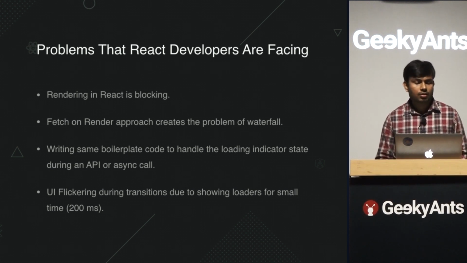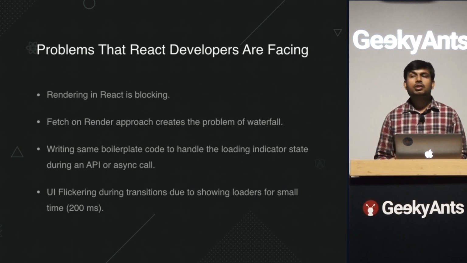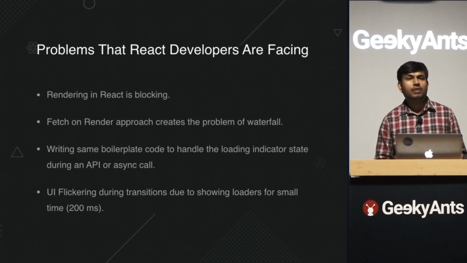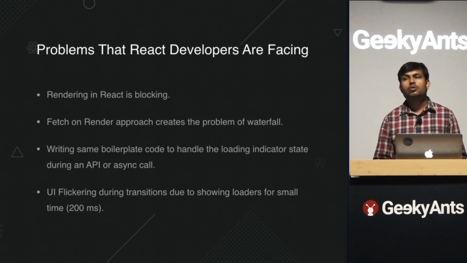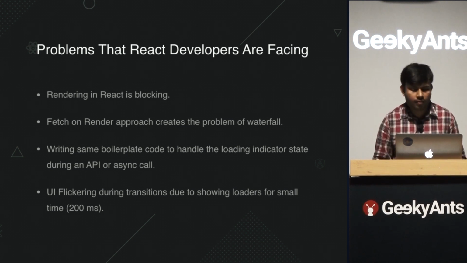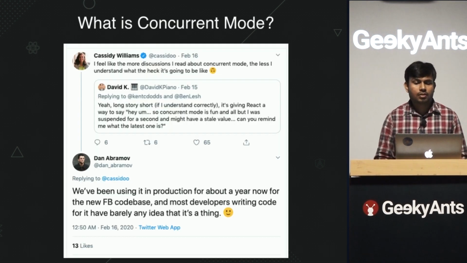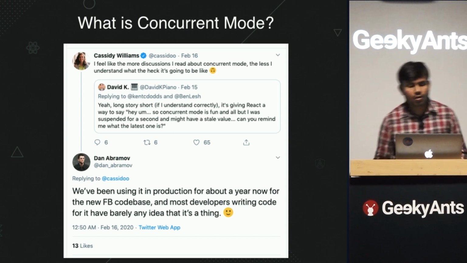And the last problem that I think is important is that we generally notice UI flickering in React. Suppose you are on a very fast connection and you transition from one page to another. I think you will see a loader for around 200 milliseconds, which is a very small interval, and it causes the problem of flickering. So let's start with what concurrent mode is.